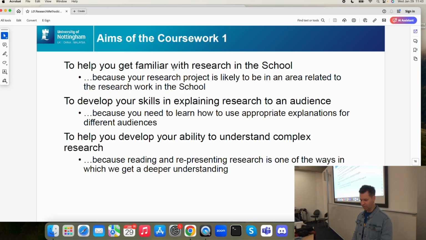It's also to help you develop your skills in explaining research to an audience. And one of the skills we develop is how to read a research paper. Because reading a research paper is difficult. They're very complicated. So reading them is actually a very special skill. And that's one of the skills we develop in this module. Here's a complicated research paper. How can I actually read that?